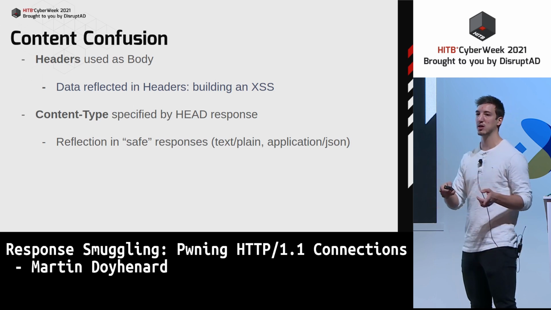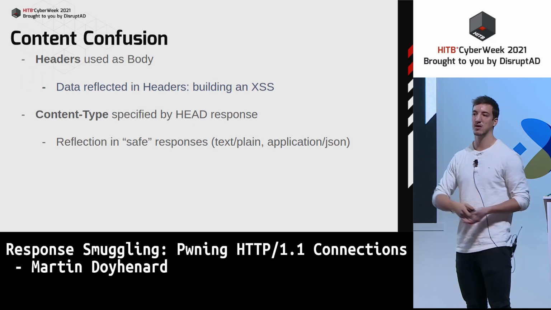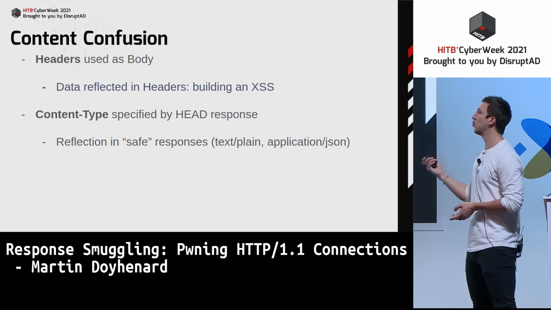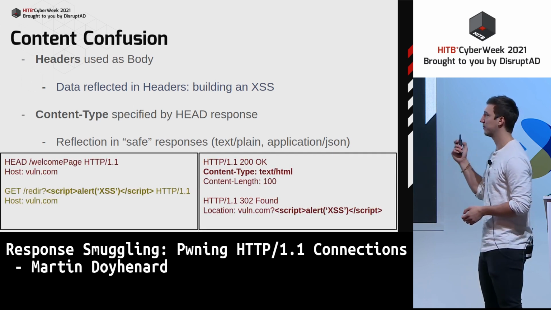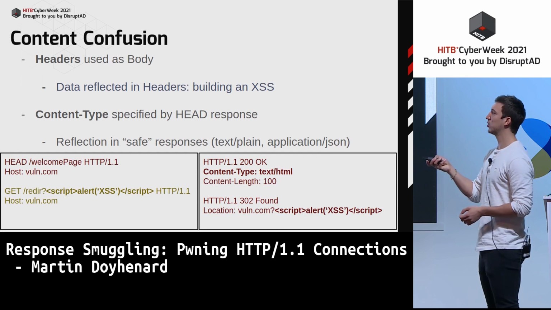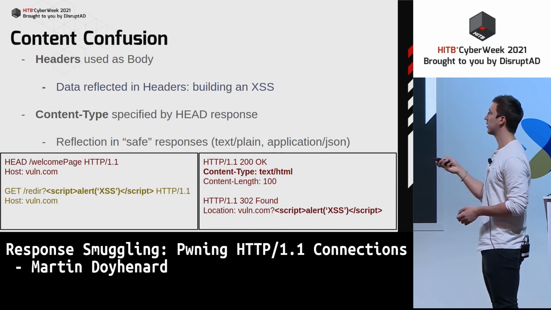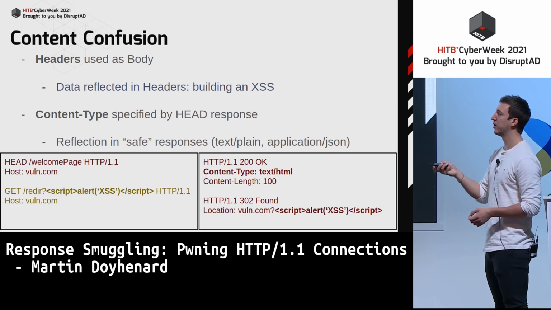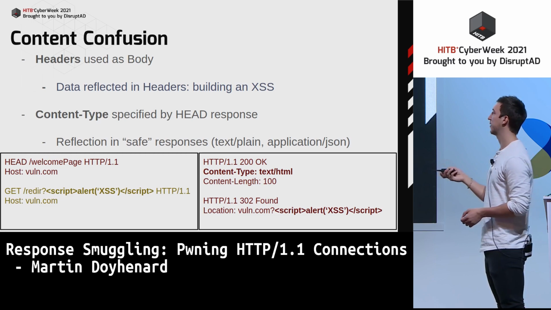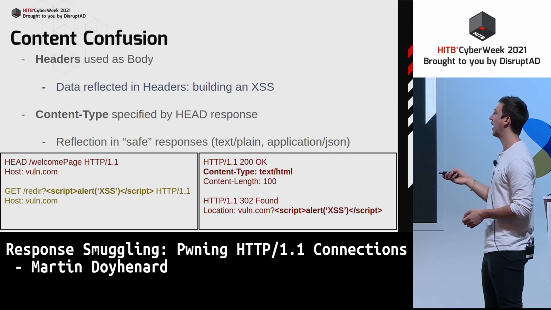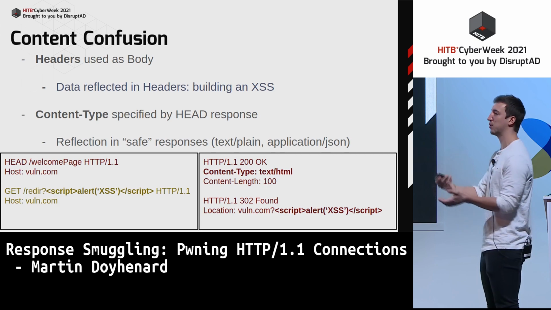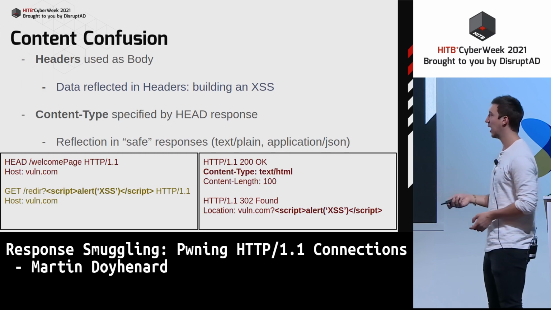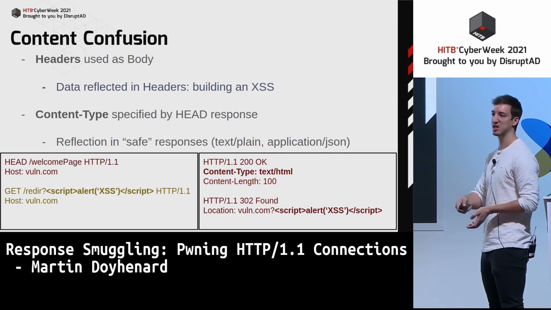And also we can use headers as bodies. So if we have a reflection in the headers, such as an XSS, which wouldn't be a vulnerability in another case, then in this case we are able to use it as a script. So again, if we are able to use a HEAD request that generates a content type text/html and a content length of 100, and then we generate another response that uses, for example, in the location, a reflection which is a script, which is JavaScript, this will be used as actual JavaScript instead of headers. And we will be able to exploit the victim browser using this attack.